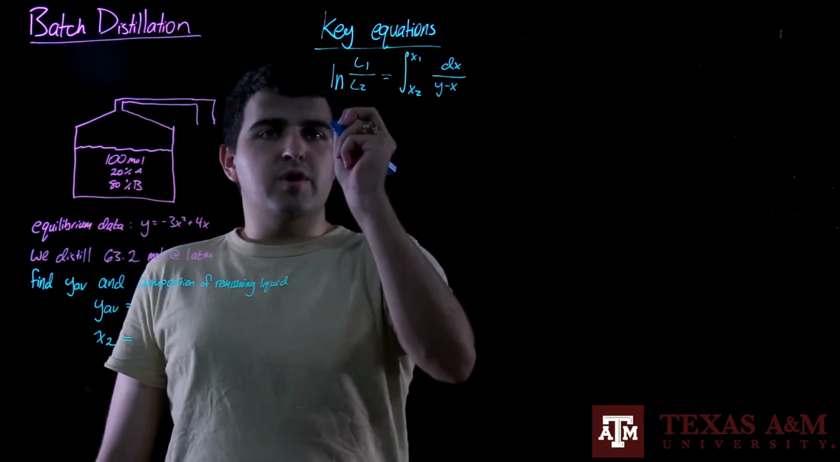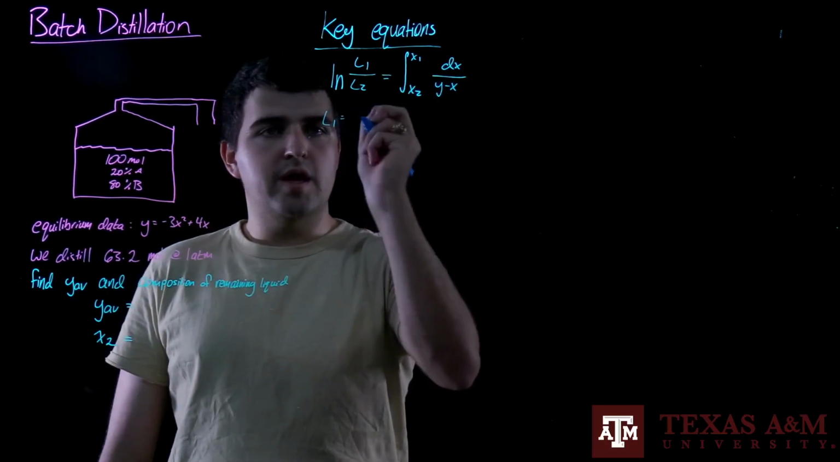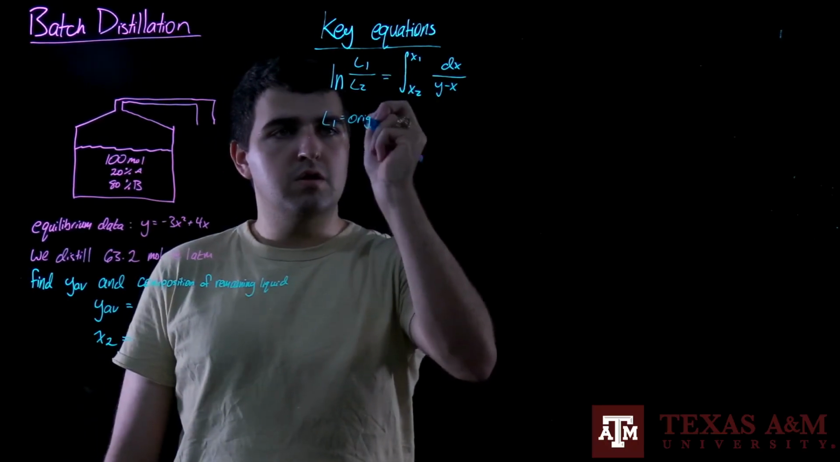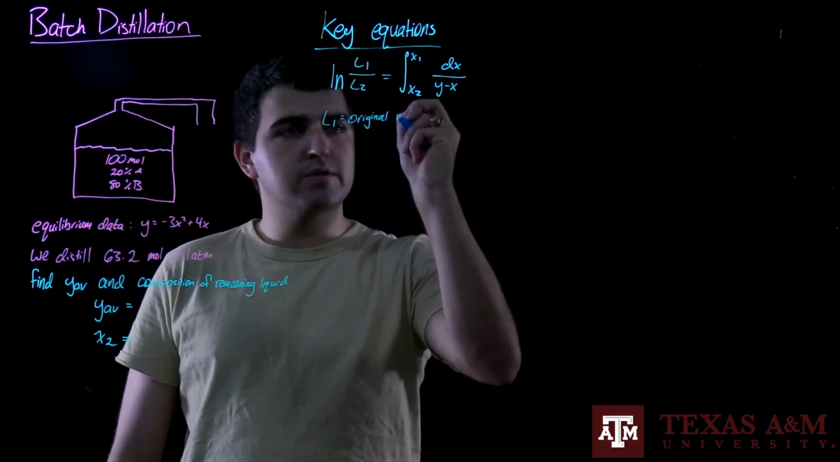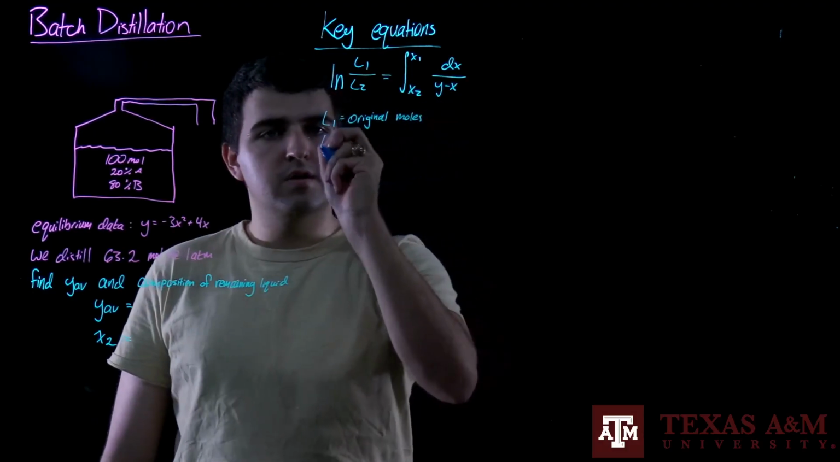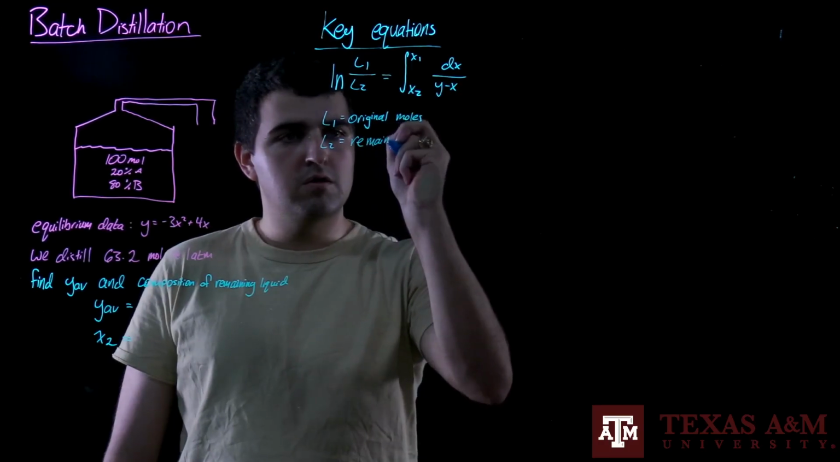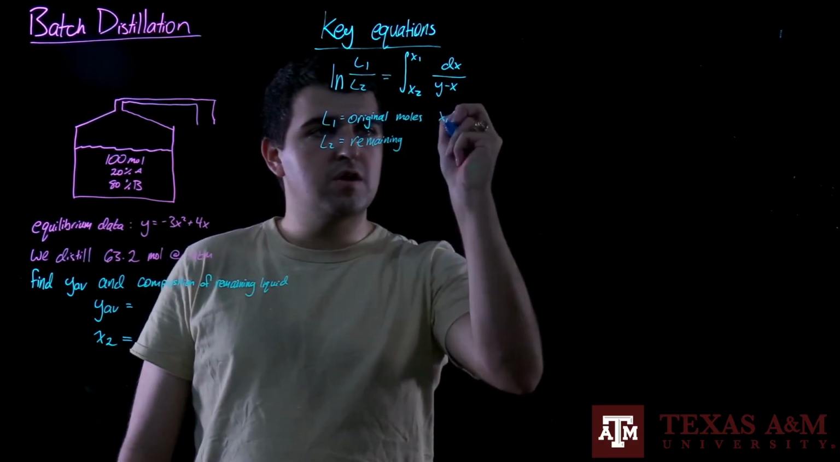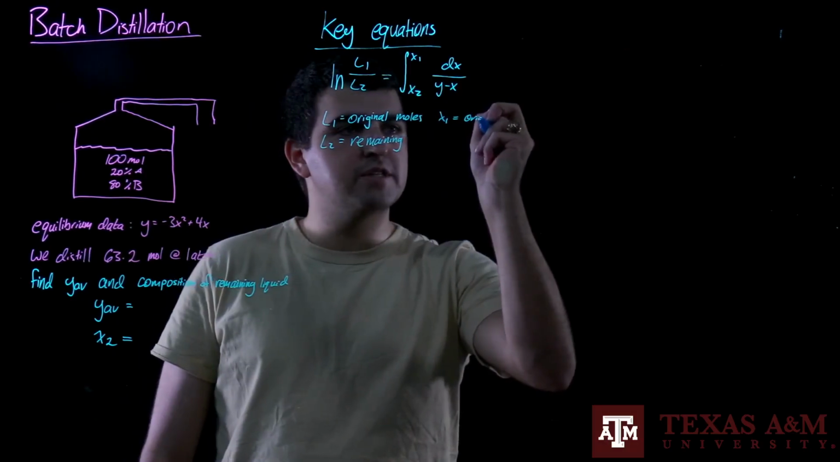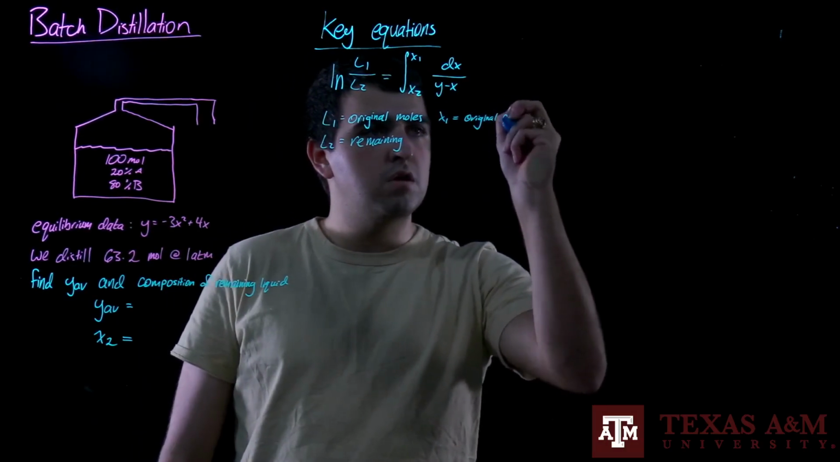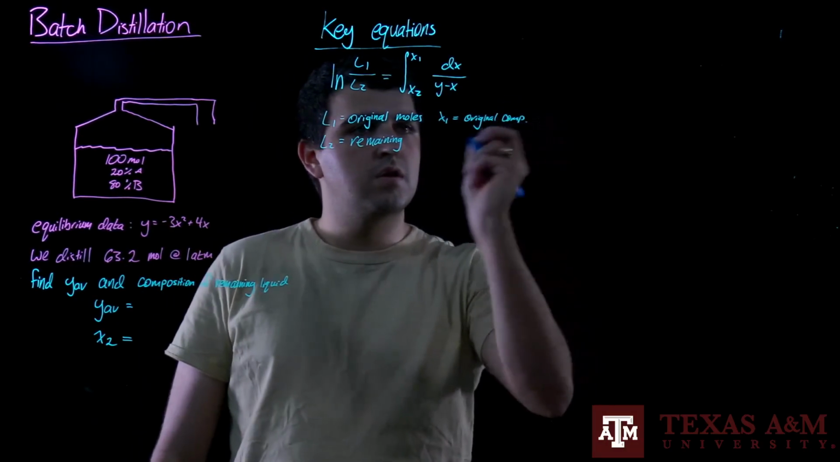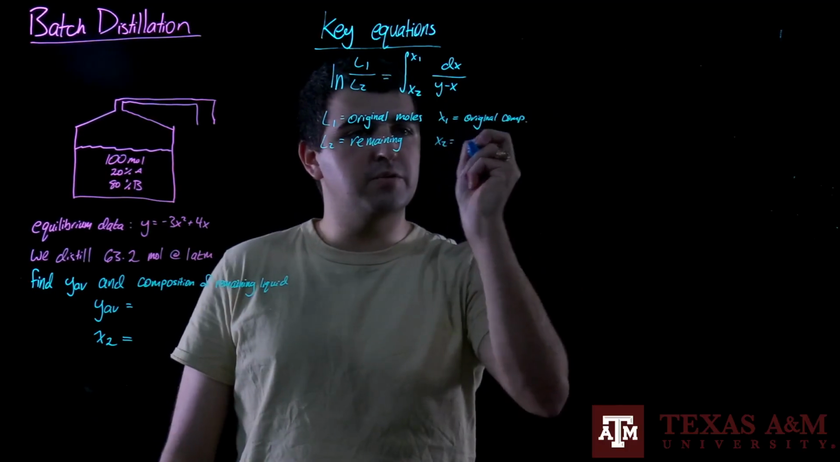We want to remember that L1 is the original moles. L2 is remaining. X1 equals original composition. And X2 equals final comp.